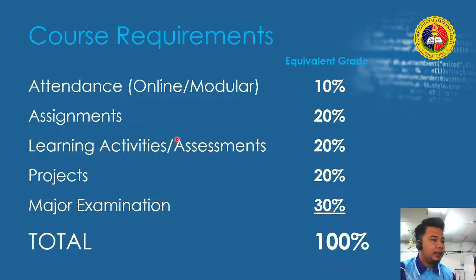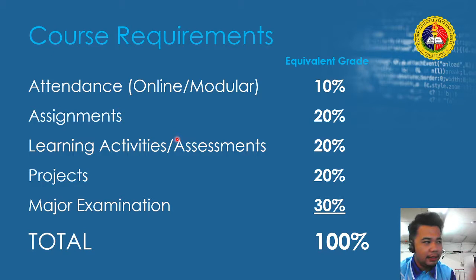All right. Okay, so next we'll talk about our course requirement. So same thing, this is the same grading system that we did, or not really grading system, but the breakdown of the grades that you'll get since last semester. So we have attendance, that is for online or modular.